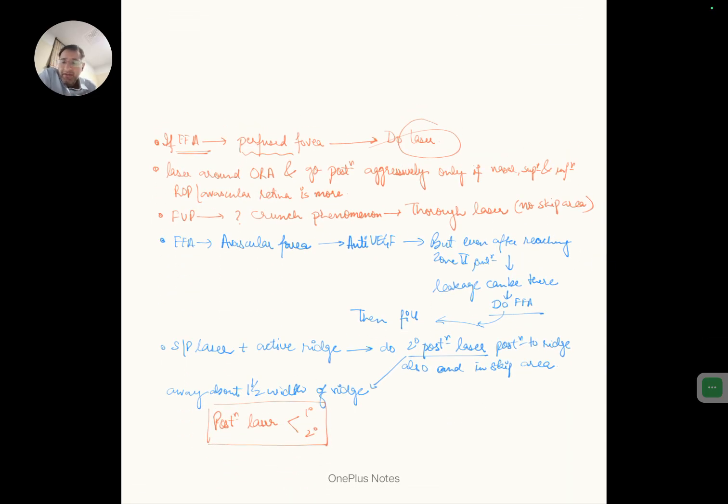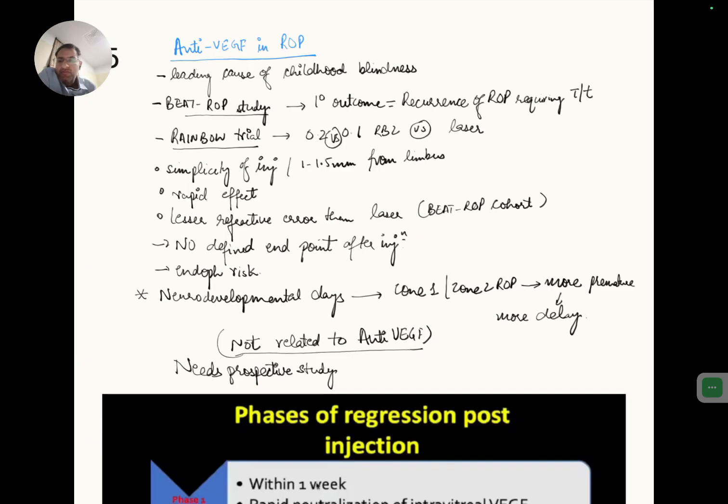We have an example where some baby is treated with laser and still that baby has an active ridge. What to do? We can do secondary posterior laser posterior to that ridge in avascular retina and also in the skip areas. And how much away? Around 1.5 disc width away from the ridge. This posterior laser can be done primarily in the first sitting or in a secondary sitting when the active stage is not improving. Next, we come to the anti-VEGF treatment in ROP.